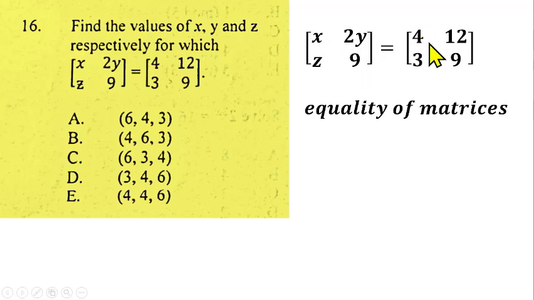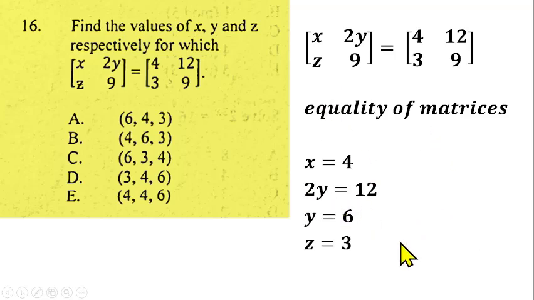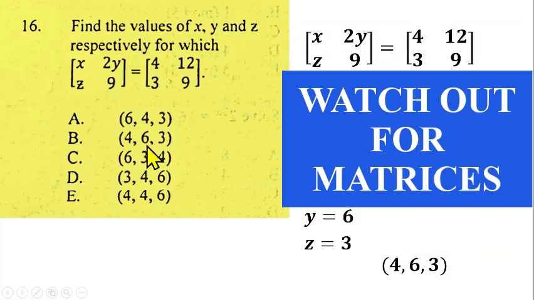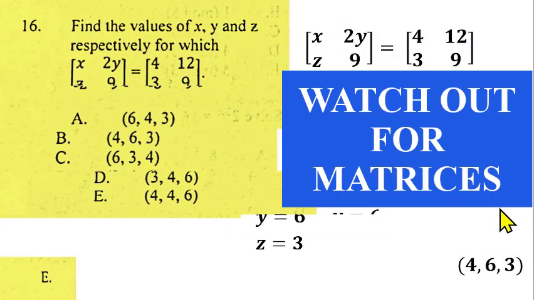So x is equal to 4, 2y is equal to 12, z is equal to 3, 9 is equal to 9. From there we can use that to find our x, y, and z. So x is equal to 4 here, then 2y is equal to 12, so you can find your y from there. Y will be equal to, dividing both sides by 2, 6, then z is equal to 3. So if you arrange them like this, you have 4, 6, 3. So that makes option B the correct answer for question number 16.